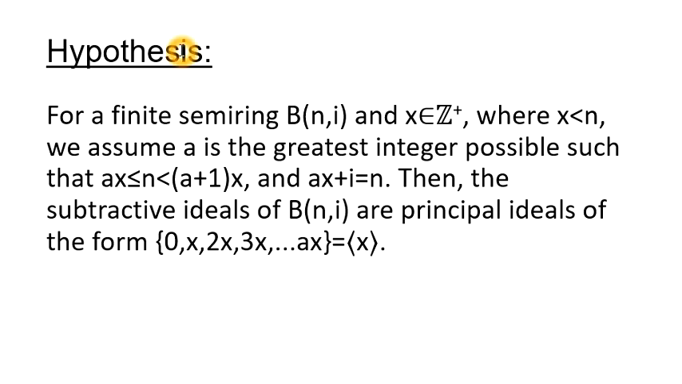My hypothesis is that for the finite semiring B sub n, I, where x is an element of the positive integers and x is less than n, we assume a is the greatest integer possible such that ax is less than or equal to n is less than (a plus 1) times x, and ax plus I equals n. Then the subtractive ideals of B sub n, I are principal ideals of the form 0, x, 2x, 3x, ... up to ax, which can be written as the principal ideal generated by x.